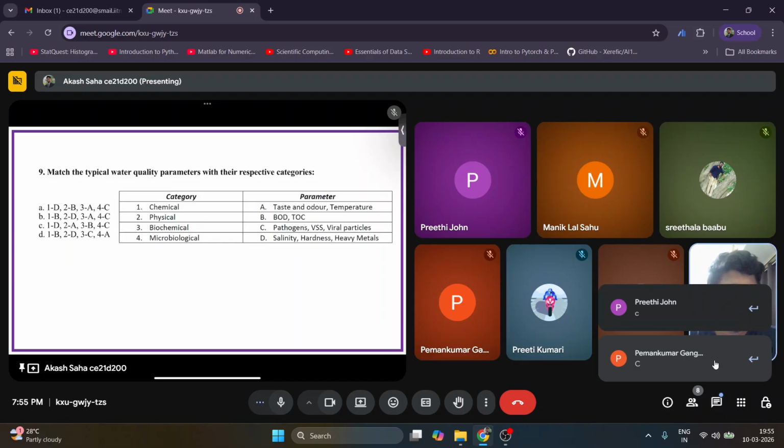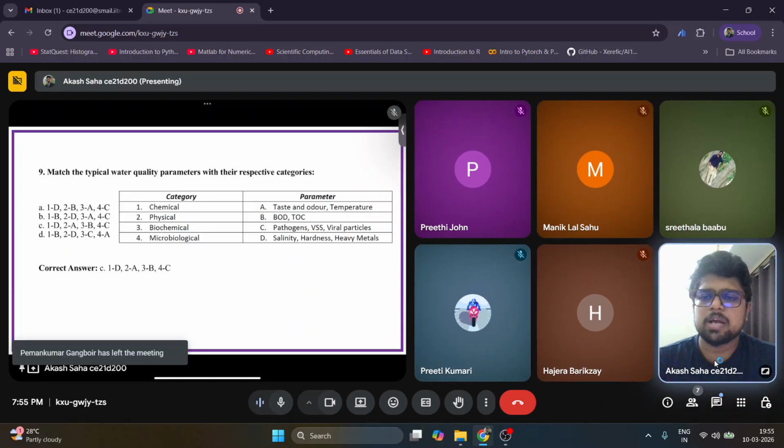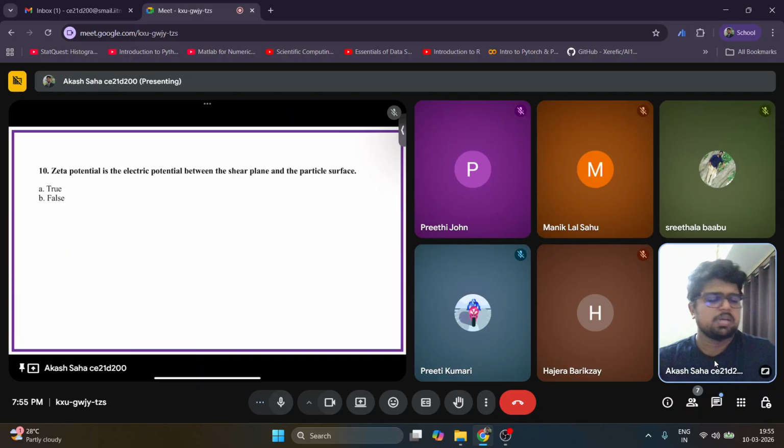So C, this is very easy. So chemical, we have salinity, hardness, heavy metals. Physical, we have taste and odor and temperature. Biochemical, we have BOD and TOC. And microbiological, we have pathogens, VSS, or other viral particles. So all organisms.